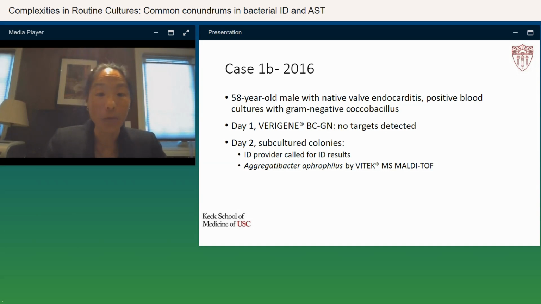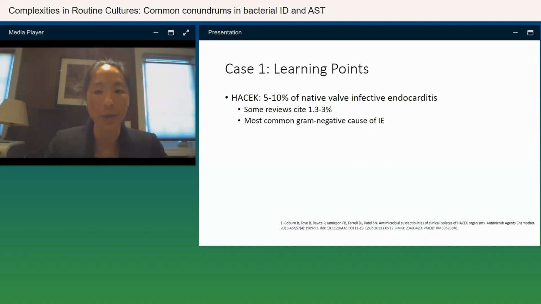So we waited for subcultured colonies to grow, day 2, day 3. And when the provider called this time from the infectious diseases team, we were able to tell them, hang on a sec, we're putting that organism colony on the VITEK MS right now, and we'll have results for you in a couple hours. And we sure did, and it came out beautifully as Aggregatibacter aphrophilus. Everything was said and done, and the providers knew exactly how to treat the patient from there. So this was a very, very different story. And I thought we had some good learning points from these cases, which we'll go over right now.